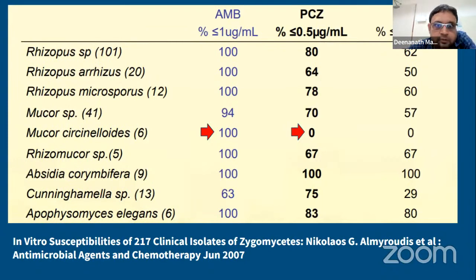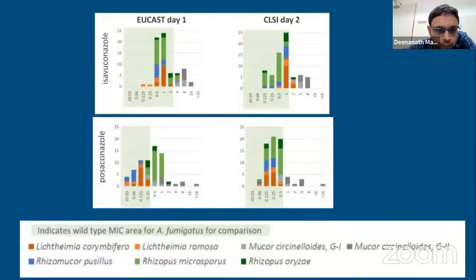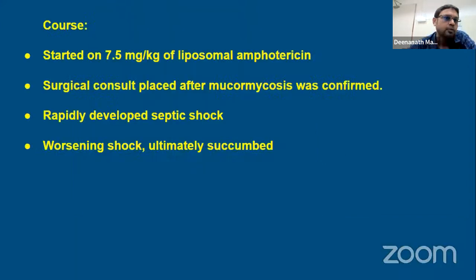So this is a patient whom I would find it very difficult to de-escalate to something like posaconazole. Even isavuconazole is going to be poor when it comes to Mucor circinuloides. If you look at the relative MICs for each of these species here, you will see that posaconazole as well as isavuconazole both are poor options for Mucor circinuloides. Unlike for genera like Lichtheimia, these could be great options. But again, this is a patient that we had to treat with liposomal amphotericin.